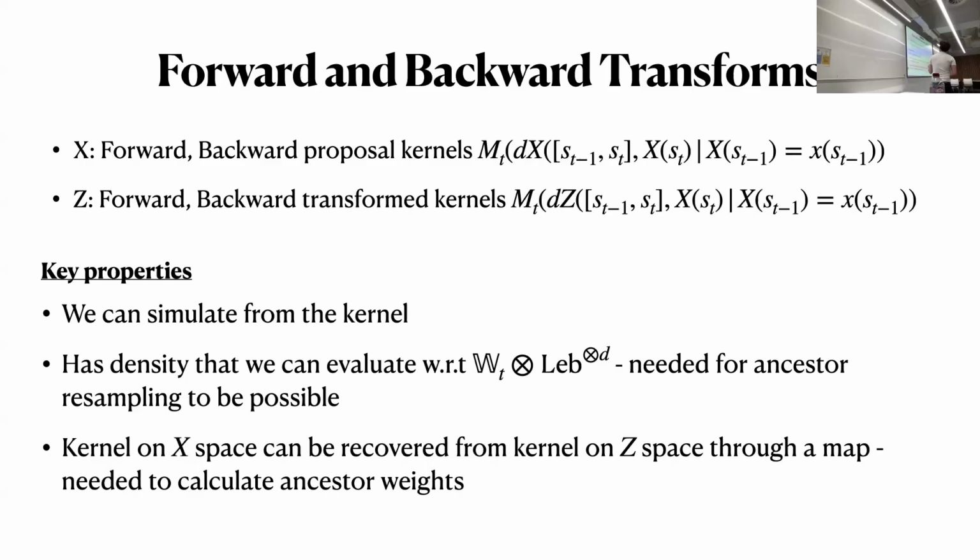So what are the key properties of these transforms? One is that we can simulate from the kernel. We need this because we're going to be using it in particle filters, so we need to be able to simulate from these transformed kernels. Another property that's important for conducting ancestral resampling is having a density that we can evaluate with respect to some dominating measure. And this dominating measure cannot depend on the endpoint of the previous path. This is the crucial aspect. On the path space, it turns out that we work with the product measure of the Wiener measure and the Lebesgue measure of dimension D. And we show this is the case.